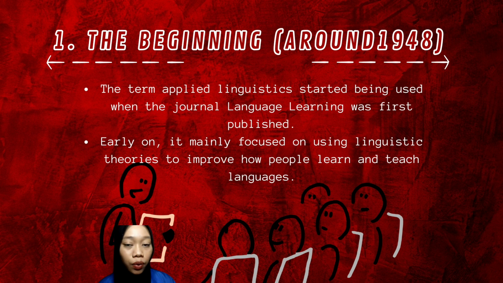And now, here we are talking about the development ages in applied linguistics. First, the beginning, around 1948. The term applied linguistics started being used when the journal Language Learning was first published. Early on, it mainly focused on using linguistic theories to improve how people learn and teach languages.